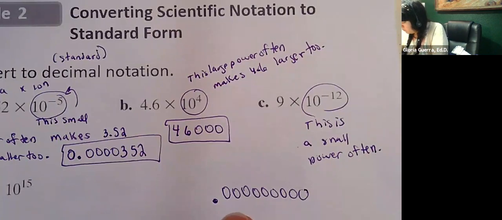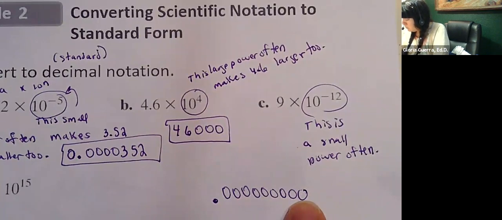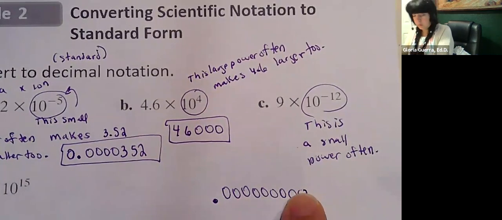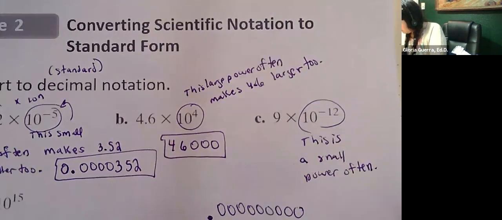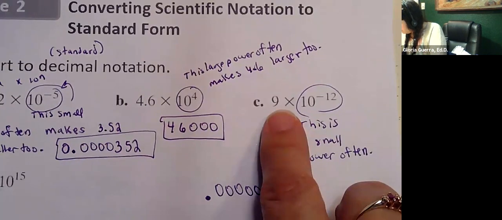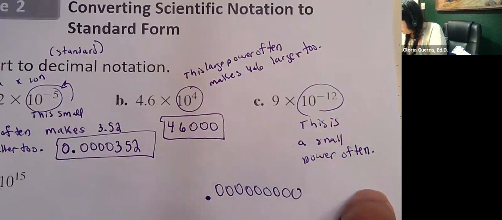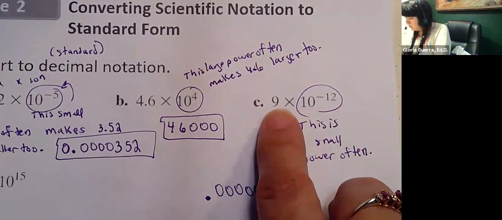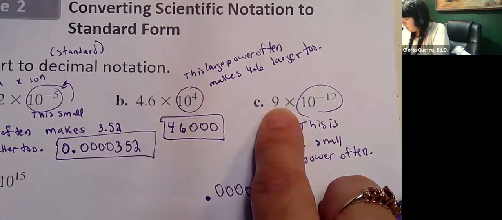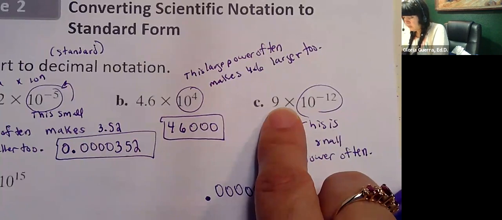Okay, so 1, 2, 3, 4, 5, 6, 7, 8, 9. Yep. So they're all accounted for. And then 9 times 10 to the negative 12. So this is a small power of 10. It's going to make this smaller. So the only way to make this smaller is to move this decimal point 12 times. But this does count for one of those moves. So I do need 11 zeros.